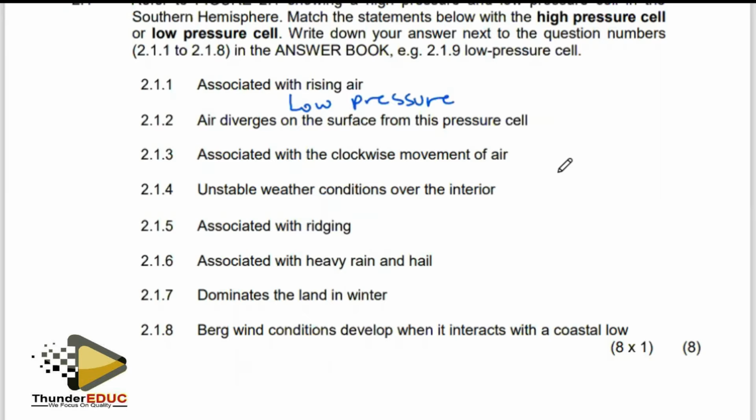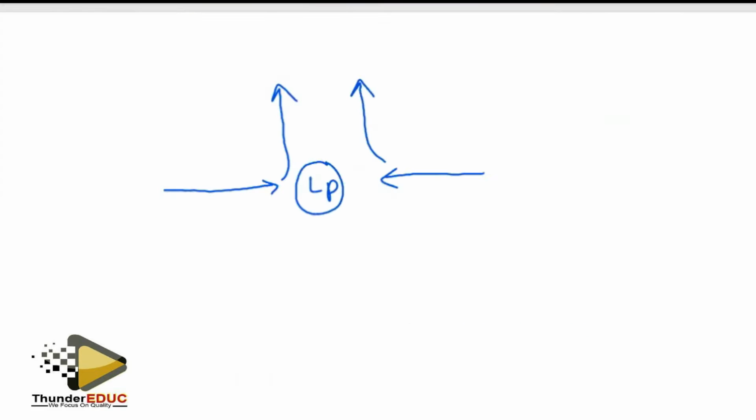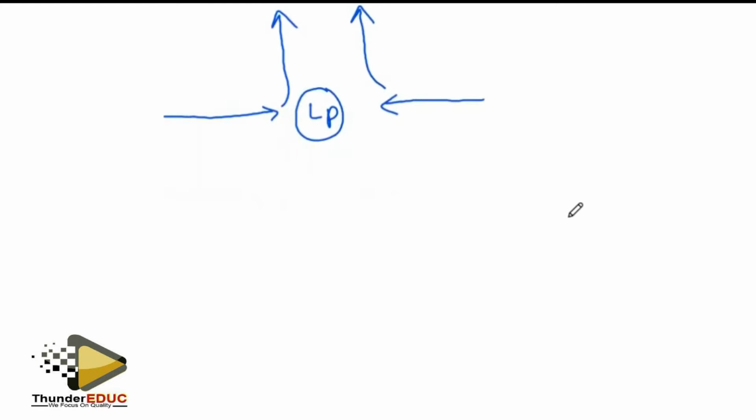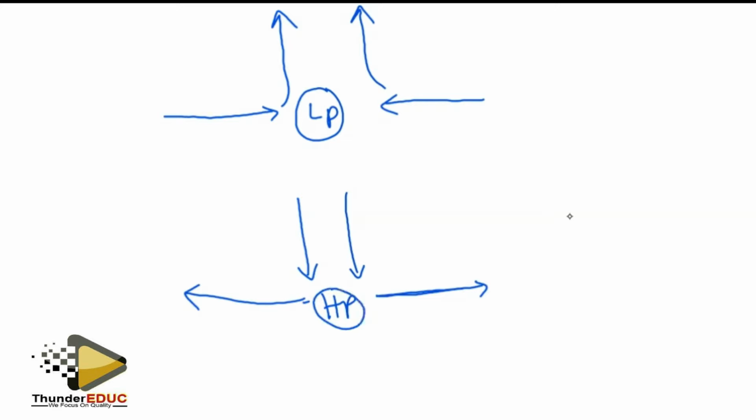2.1.2 says air diverges on the surface from this pressure cell. Air diverges. So we go back and we show air diverges on the surface. Now let us try to demonstrate here a high pressure cell first. In a high pressure cell, air subsides or descends. After descending, then it's going to diverge, because to diverge is when air moves away. Okay. So air subsides, then diverges. This is the surface.